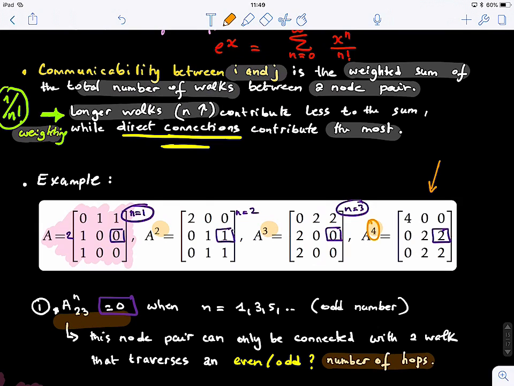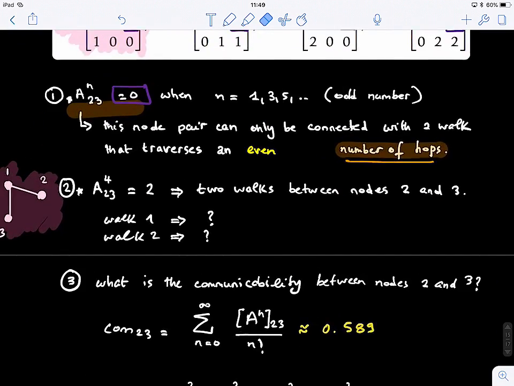I can only go from 2 to 3 if the walk has how many steps? An even number or an odd number? Even number, yes. You guys got it. Okay, so sometimes you just need to focus. So easy. Even number. Okay, so now let's look at the other one.